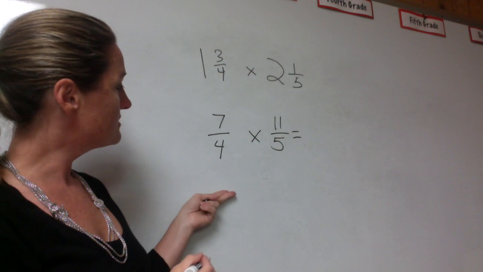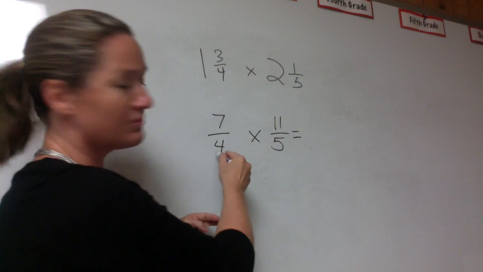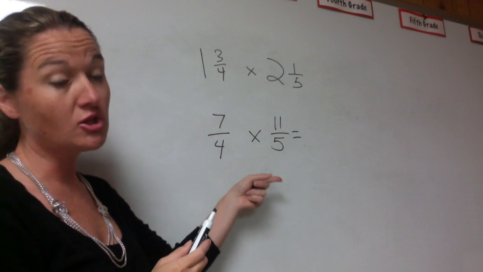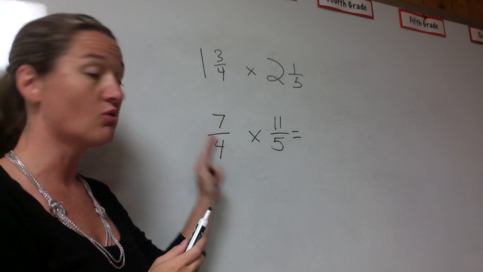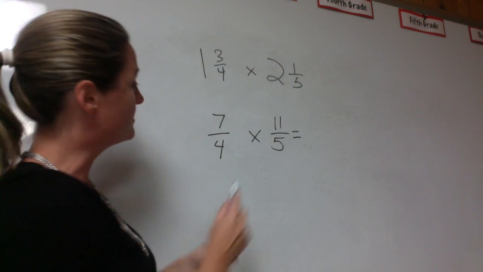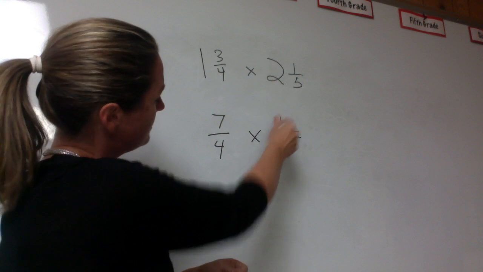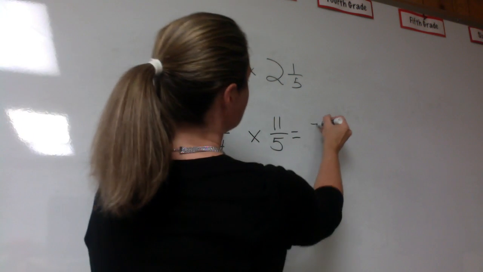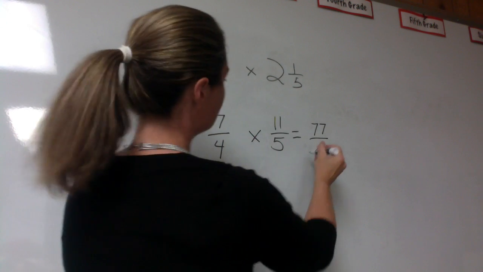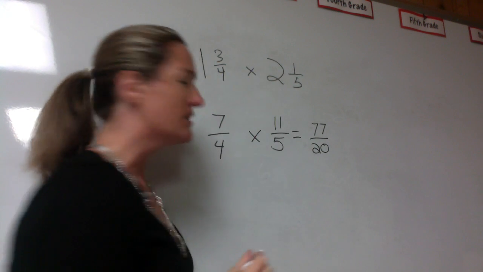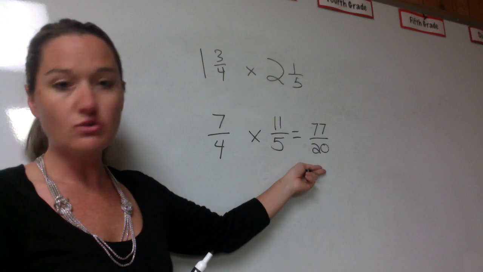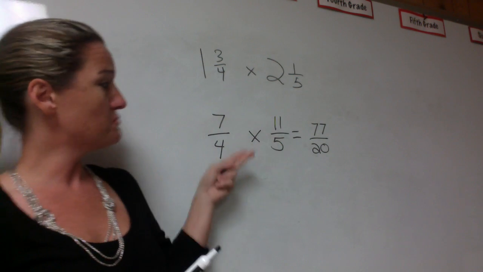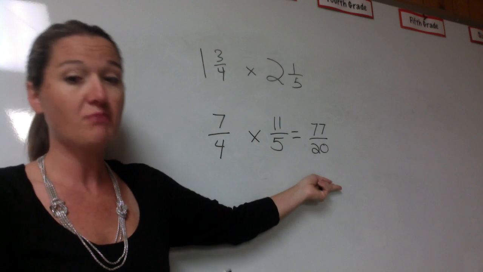Once we do this, always check to see if you can simplify ahead. When you start multiplying mixed numbers, these numbers are going to get very large once you turn them into improper fractions. So always check to see if you can simplify ahead of time. 7 and 5, no. 11 and 4, no. So let's go ahead and just multiply across. 7 times 11, 77. 4 times 5, 20. So you are almost always going to get an improper fraction as your answer, which makes sense. We're multiplying improper fractions. Your answer should be an improper fraction.